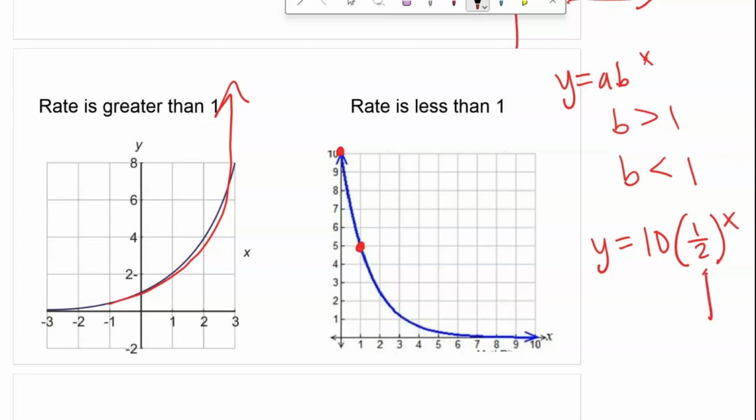So when your b value here is less than 1, so if it's a fraction or a decimal, then instead of multiplying, it's dividing. Or you can think of it like it's multiplying by a fraction, right? We're multiplying by 1/2 every time. So every time it's cutting that number in half. So we started with 10 up here. It cuts in half down to 5. So then at 2, it should be at 2.5 right here.